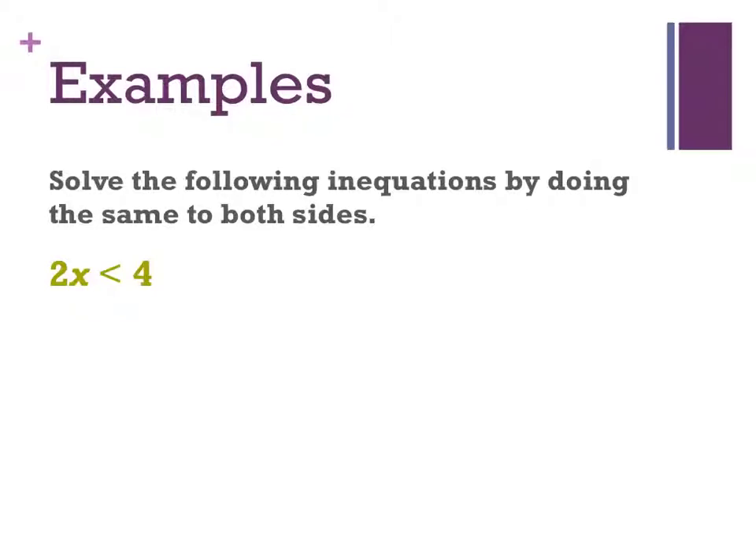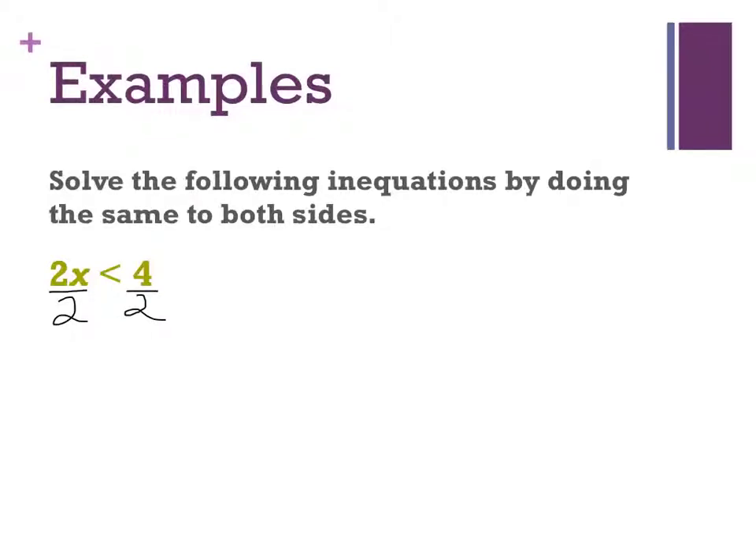So the following says, solve the following inequation by doing the same to both sides. So in replacement of that equal sign like I saw in my equations, I now have an inequality sign. And this sign is pointing to the left and it means less than. Okay, so if 2x is less than 4, in order to get that x by itself, I need to divide this side by 2. If I divide this side by 2, I must do the same to the other side.